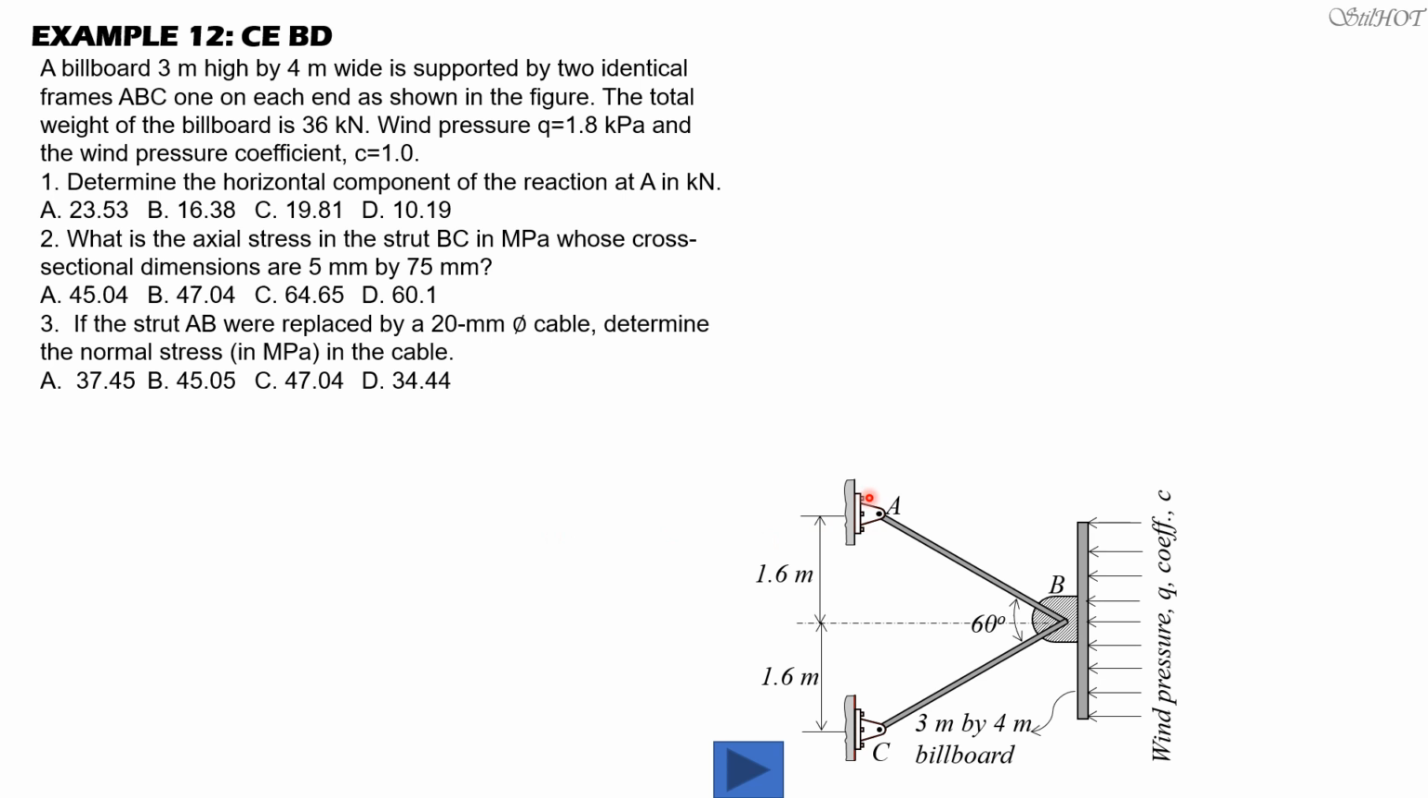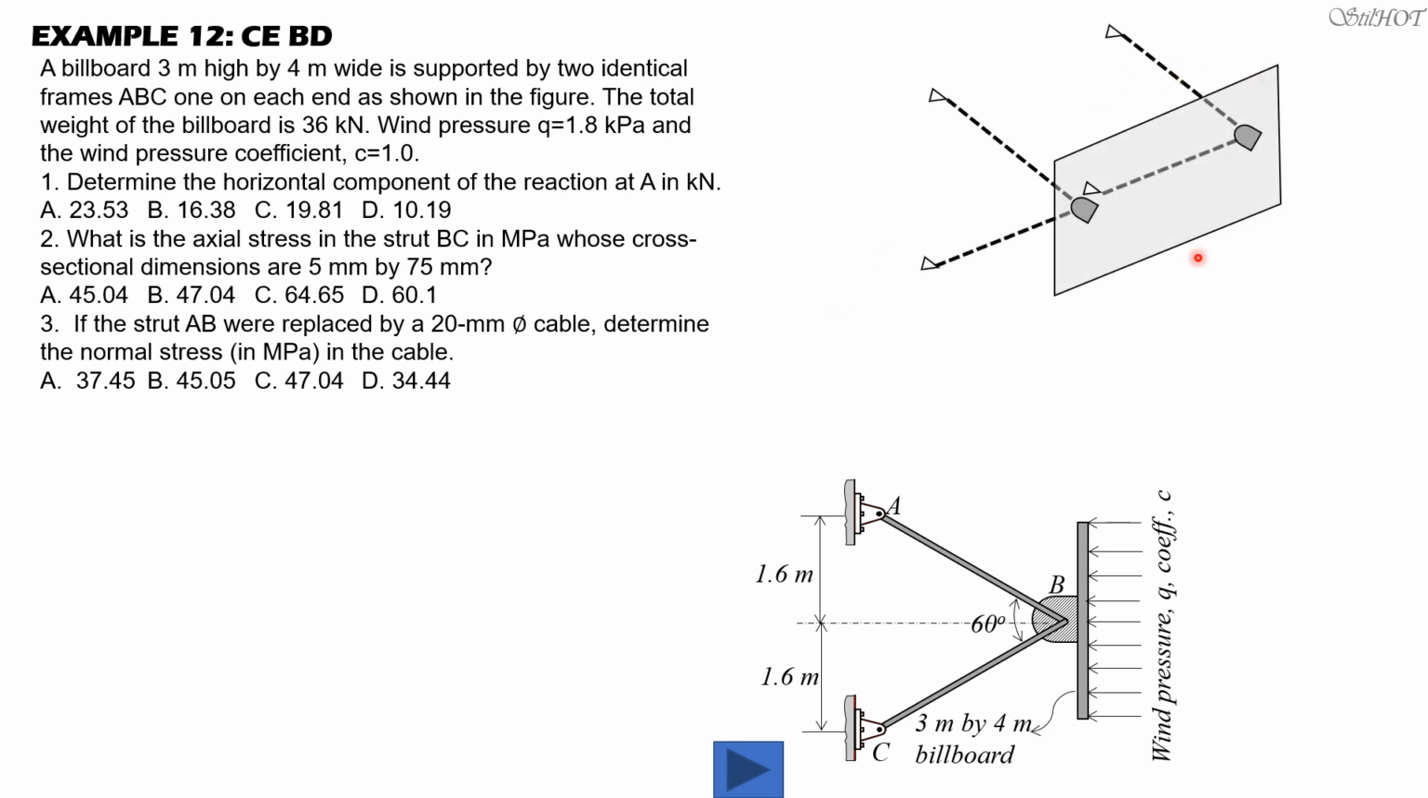So this is the figure in side view, but it is stated here that it is supported by two identical frames ABC. So it is not only ABC, there's another one, or else it will swing. So the picture, to give you an idea, should look like this in pictorial view. This is the frame ABC, this is one, and we have another one. So therefore, the load for the wind force at B, the weight should be divided by 2 and transmitted to just one frame for the analysis.